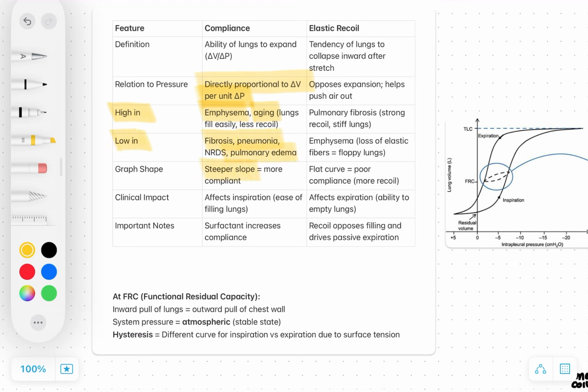So whenever there is a steep slope, there is more compliance. So the clinical impact is the ability to expand. Whenever there is an effect in the expiration, it is affected. Surfactant increases the compliance. We have to remember this.